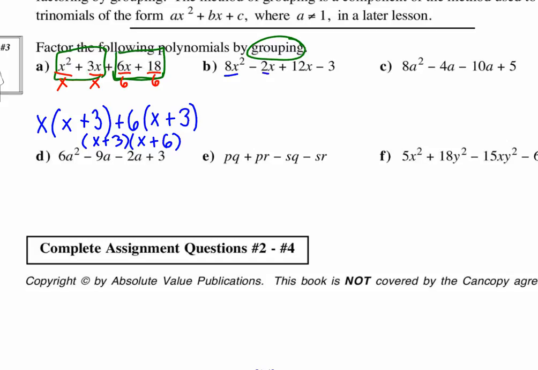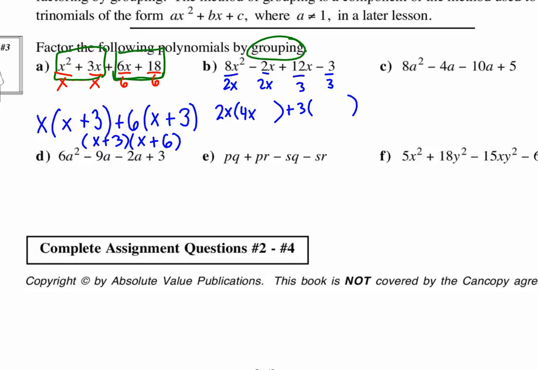What can you divide the first 2 by? 2 and X. What can we divide the second 2 by? 3. The GCF is 3. So you're going to factor 2x out of the first 2, and we're going to factor plus 3 out of the second 2. Okay, what's left over?